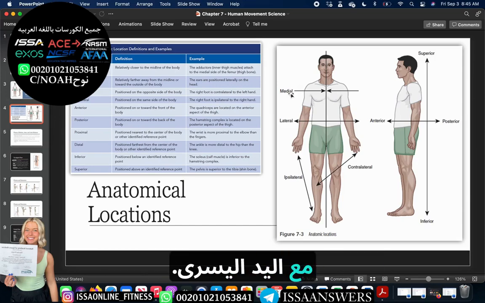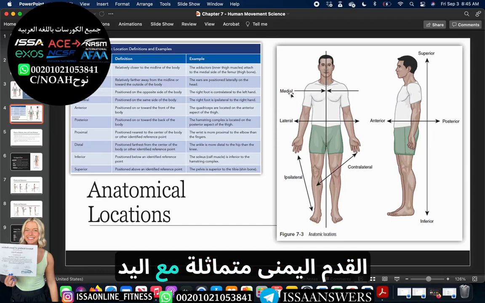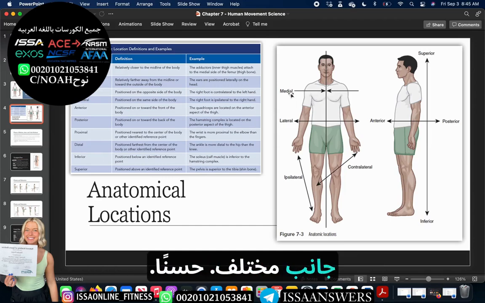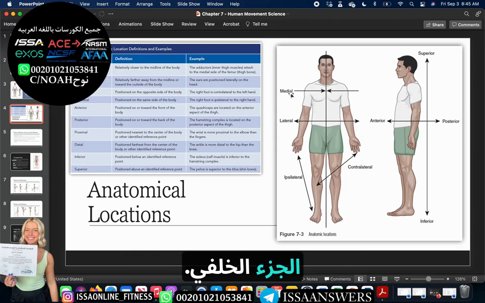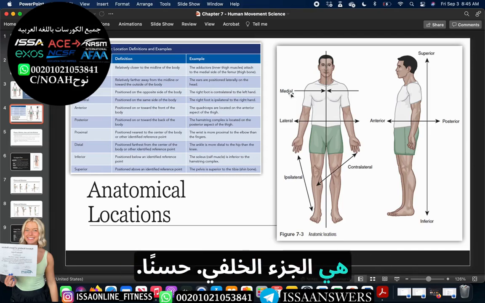Right foot is contralateral to left hand. The right foot is ipsilateral to the right hand. Same side, different side. Okay. Anterior, front part of the body. Quads, posterior. Talking about lower leg again. The hamstrings would be your posterior.